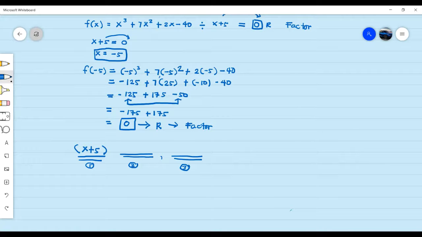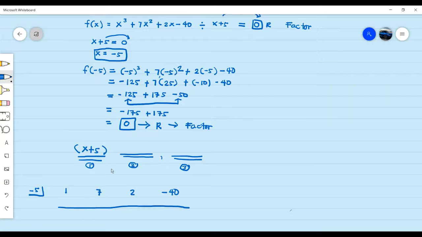Okay, now let's use synthetic division. So we have the numerical coefficient of x cubed, which is 1. The numerical coefficient of 7x squared is 7, which is positive. The numerical coefficient of 2x is positive 2. And then we have negative 40. Now, we have to set up the synthetic division method. So that's negative 5.